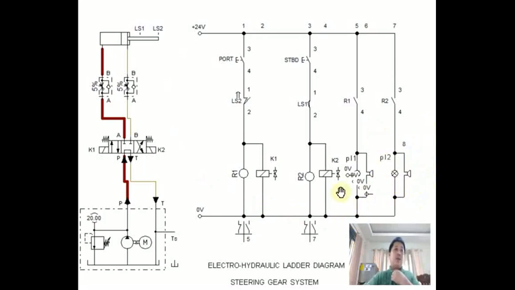And here you have the power pack, the motor and the hydraulic tank with the hydraulic oil. Here is your valve lock, solenoid valve. So we will now simulate. So what will happen in here? We will move our piston to the starboard side.